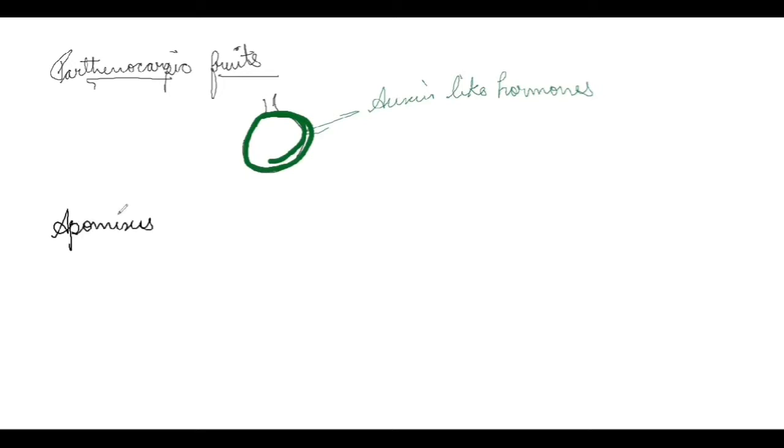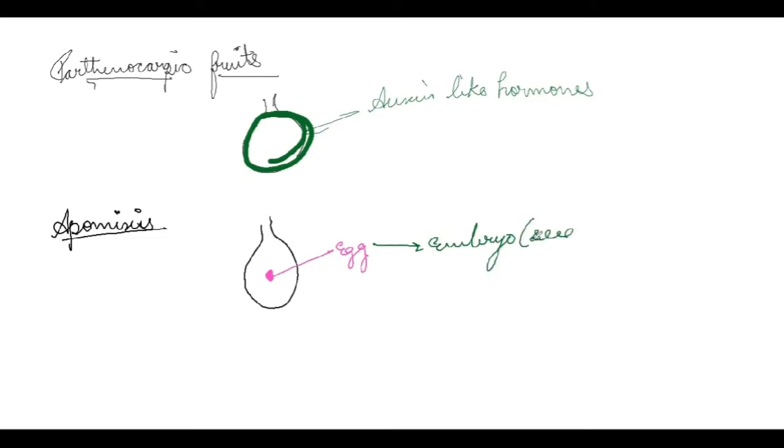Apomixis. Even though it is not studied in 11th, I want you to understand it so that you won't get confused. What is happening over here? The ovary is present. Inside the ovary, I'm directly drawing the egg cell. I'm not drawing the ovule and embryo sac, everything. This is the egg cell. Now, this egg cell without fertilization forms the embryo, or it forms the seed without fertilization.